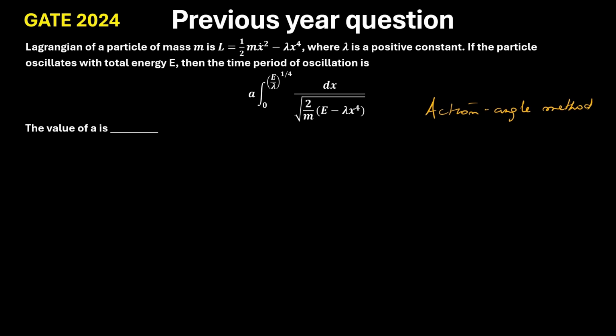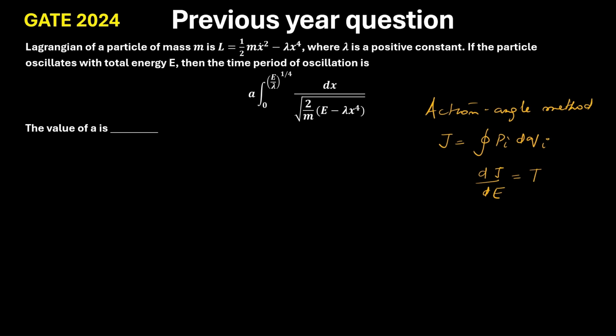In this method, we can determine the time period of oscillation without actually solving the equation of motion. What we generally do is calculate an integral of p_i dq_i. This is the action phase integral, and after calculating this integral, if we differentiate it with respect to the energy, then we get the time period of oscillation.